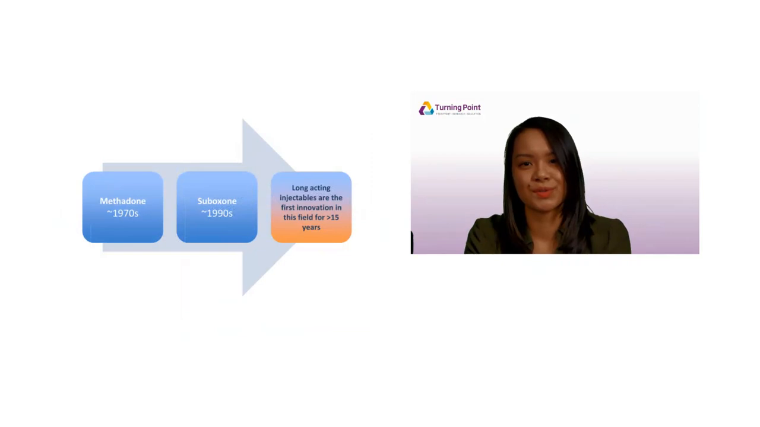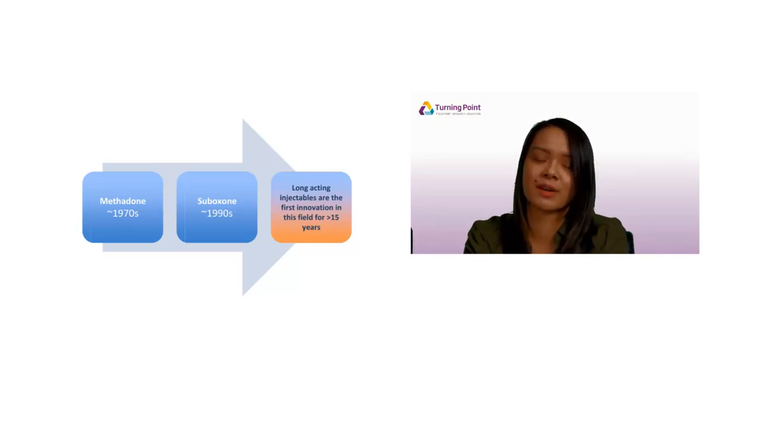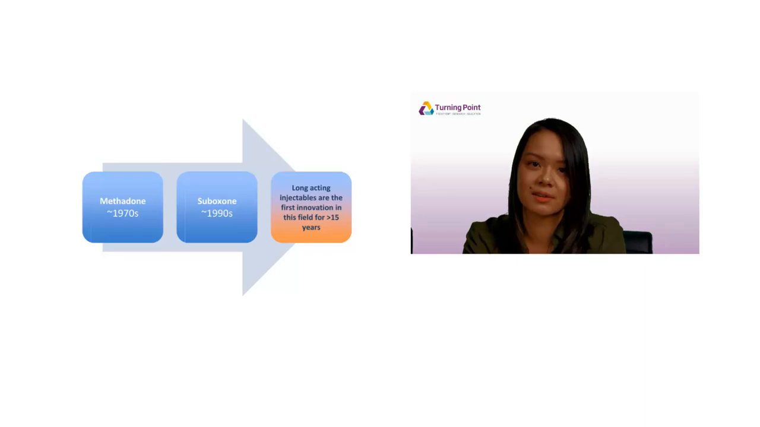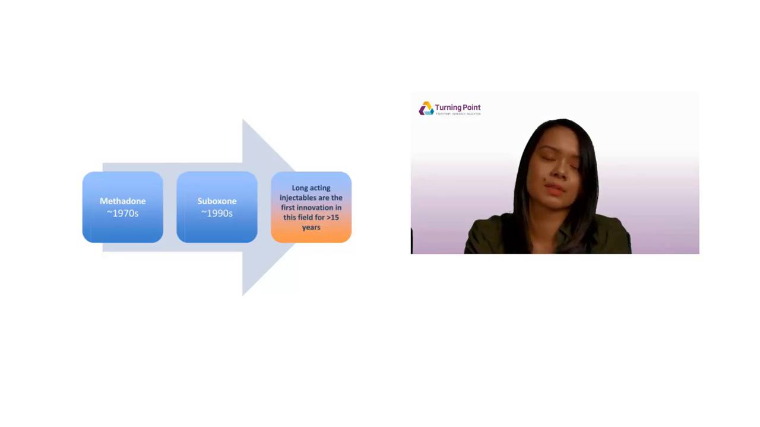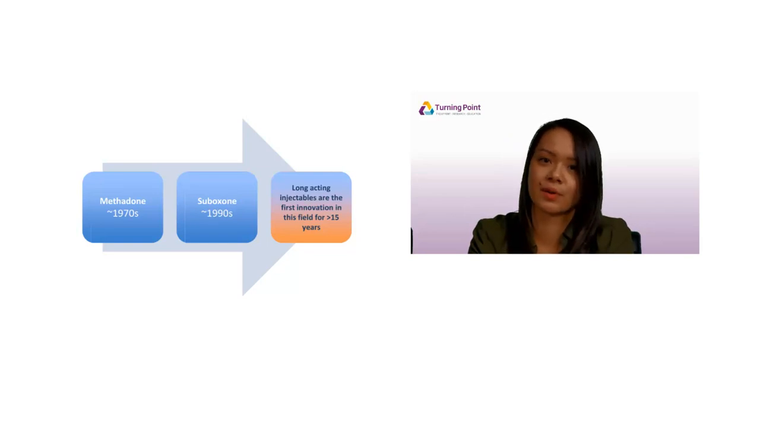Which brings us to long-acting buprenorphine, which is very exciting and a new form of treatment that we can offer people with opioid use disorder. And this is a real game changer because methadone's been around since about the 1970s in Australia. Suboxone, or the sublingual form of buprenorphine, came into play in the 1990s, and just last year in September, the Pharmaceutical Benefits Scheme approved Buvidal long-acting buprenorphine. So that's been the first innovation that we've had in this field for over 15 years.